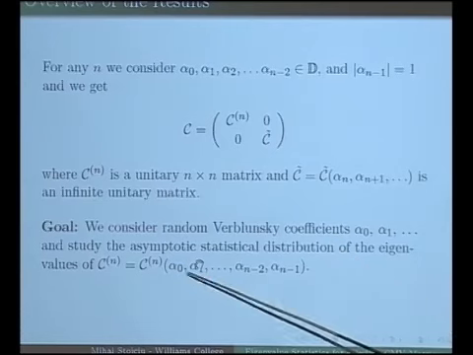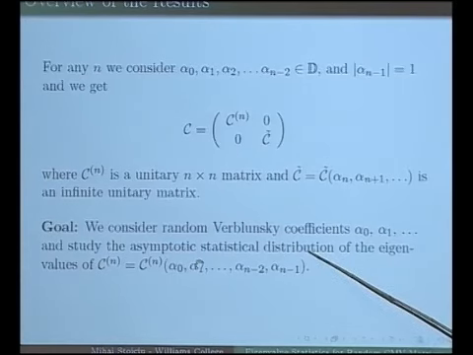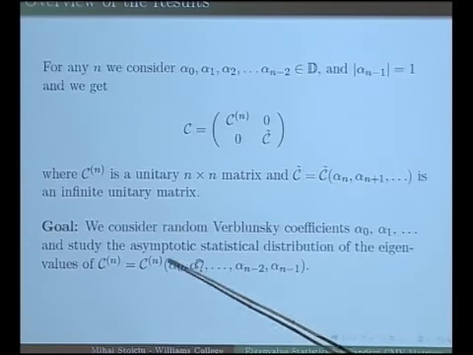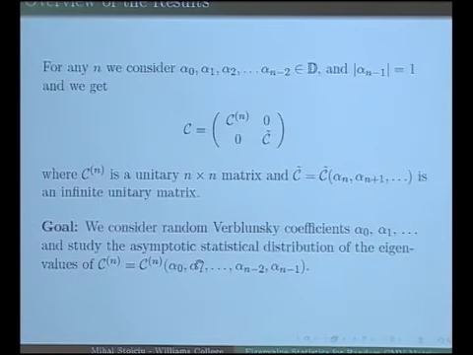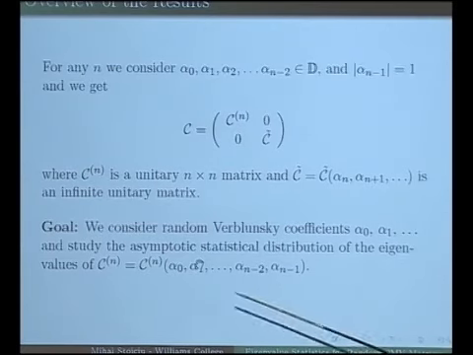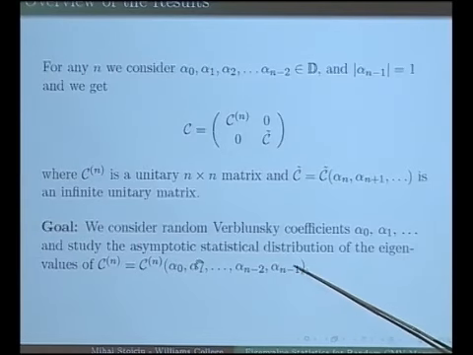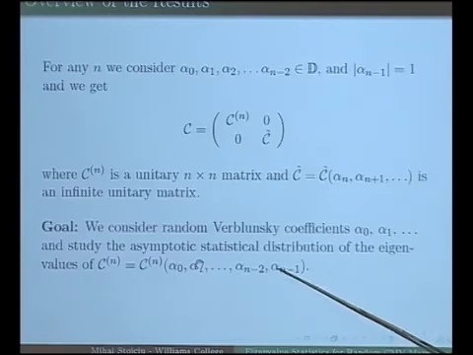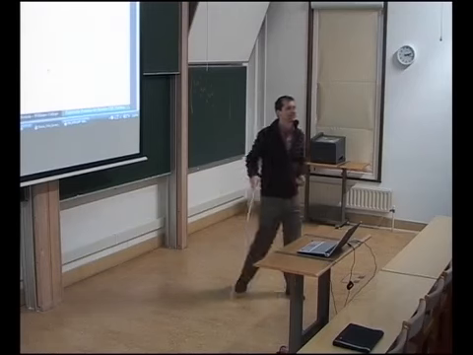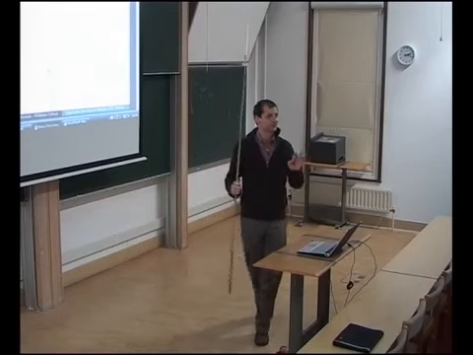Okay, so we will look at this upper left corner, this unitary matrix. And we will consider random Verblunsky coefficients and study the asymptotic statistical distribution of the eigenvalues of this finite matrix. Asymptotic meaning that we want to take a limit as n tends to infinity. So we get an n by n unitary matrix, randomize all these coefficients, remembering that the last one must have absolute value 1, and take a limit as n tends to infinity.